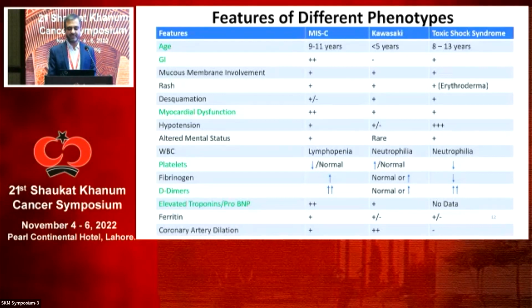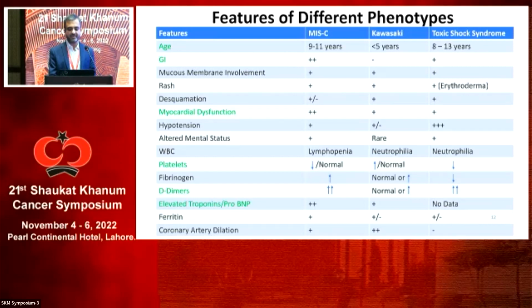So if we look at the differentiating features between all of these phenotypes in MISC, we see that MISC has traditionally been found in adolescent or early adolescent years. GI symptoms were one of the major presenting symptoms. There was predominance of myocardial dysfunction. Platelets were found to be low or normal in these children, and they had significantly elevated levels of D-dimers as well as elevated troponins and pro-BNP as compared to traditional toxic shock syndrome or Kawasaki disease.